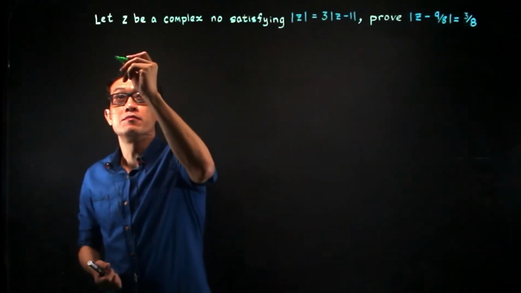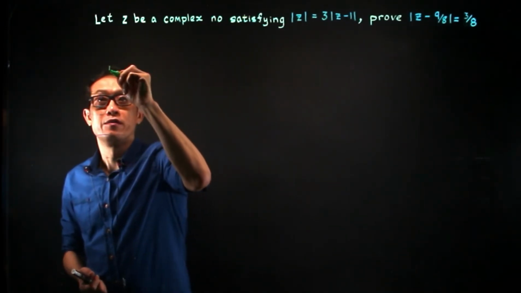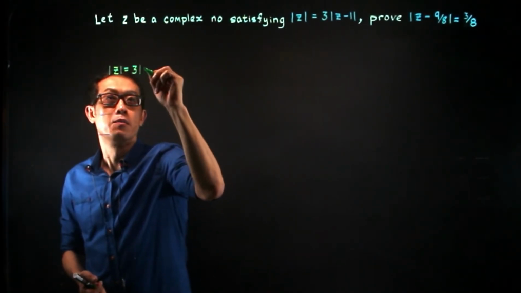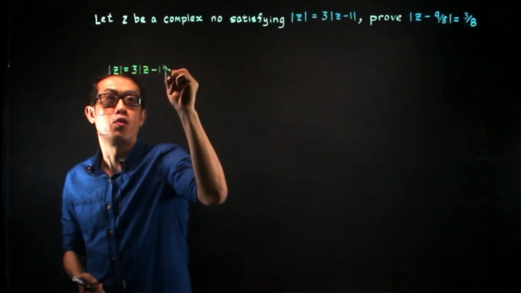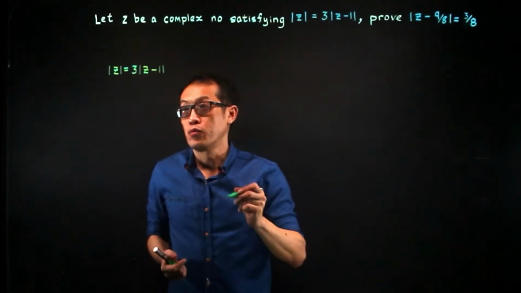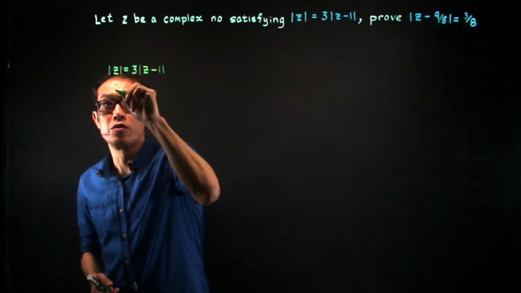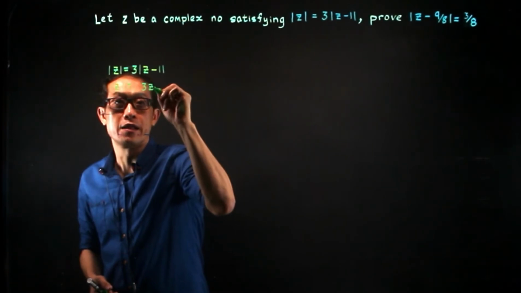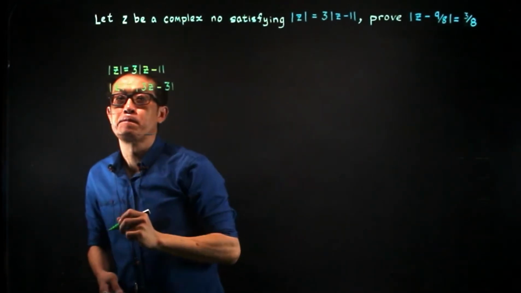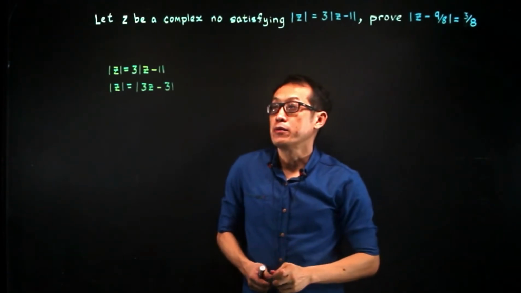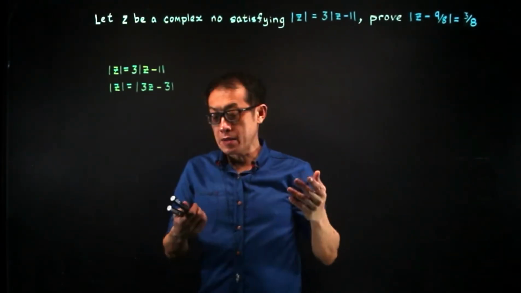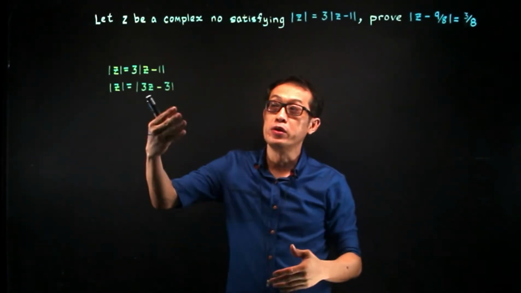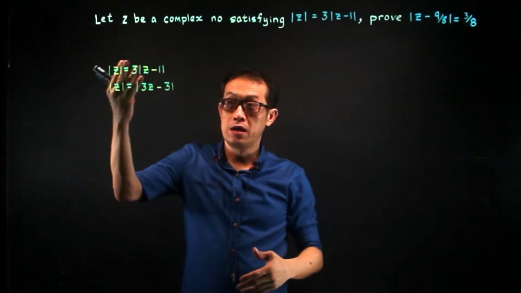Now let me copy this down. So you have modulus of Z is equals to 3 modulus of Z minus 1. Now we can put the 3 inside, so modulus of Z will be equals to modulus of 3Z minus 3. Now we want to prove this. Perhaps we can just expand a bit, then from there we can see what we should do to this equation.